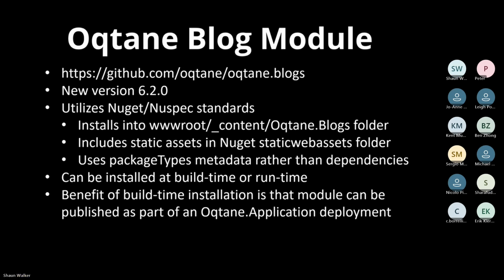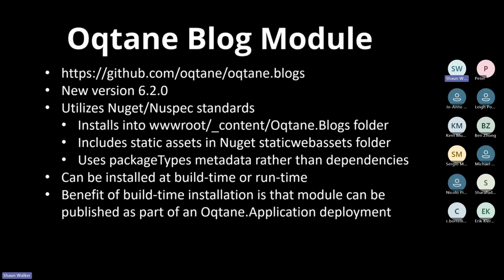So by changing the packaging of the Oqtane blog module to use this approach, and I guess there's one more bullet that I didn't include here, and that's that any of the references to static assets within the Razor components themselves now have to point to the /_content/Oqtane blogs folder location for the URLs, whereas in the past they were pointing to a different location. And so the combination of all of these changes now allows the Oqtane blog module to be installed at either build time or runtime.